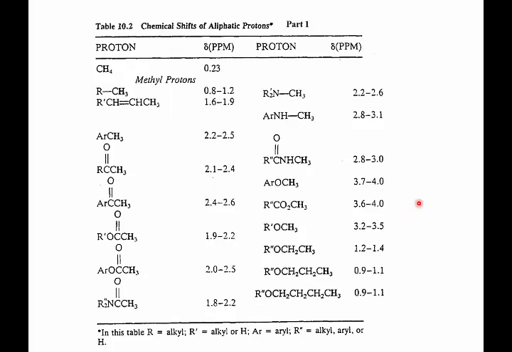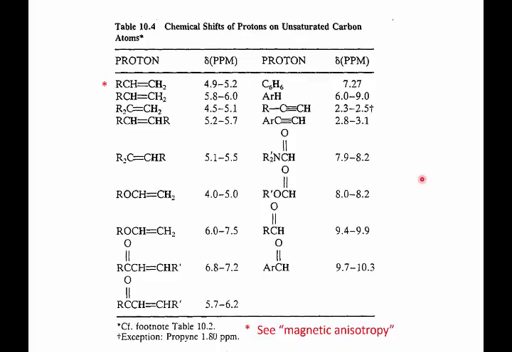We now turn our attention to table 10.4. This table gives chemical shifts of protons on unsaturated carbon groups, including alkene, alkyne, aromatic, and carbonyl groups. If you look at these values, you notice that they're considerably larger than what we saw in previous tables.